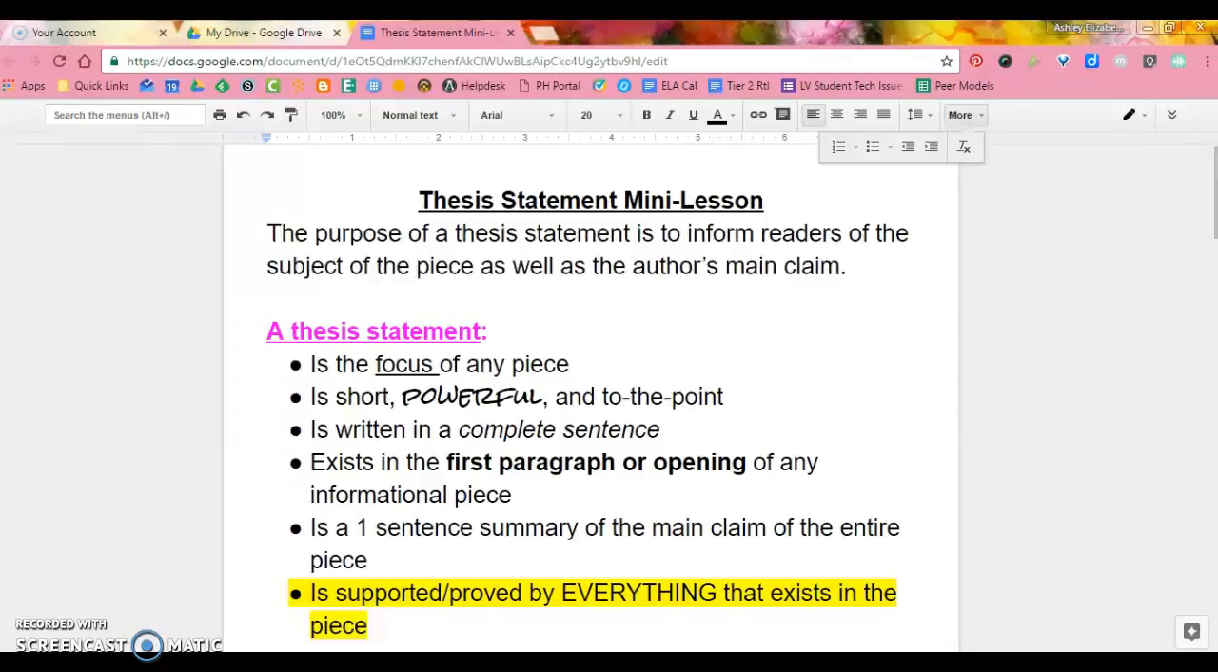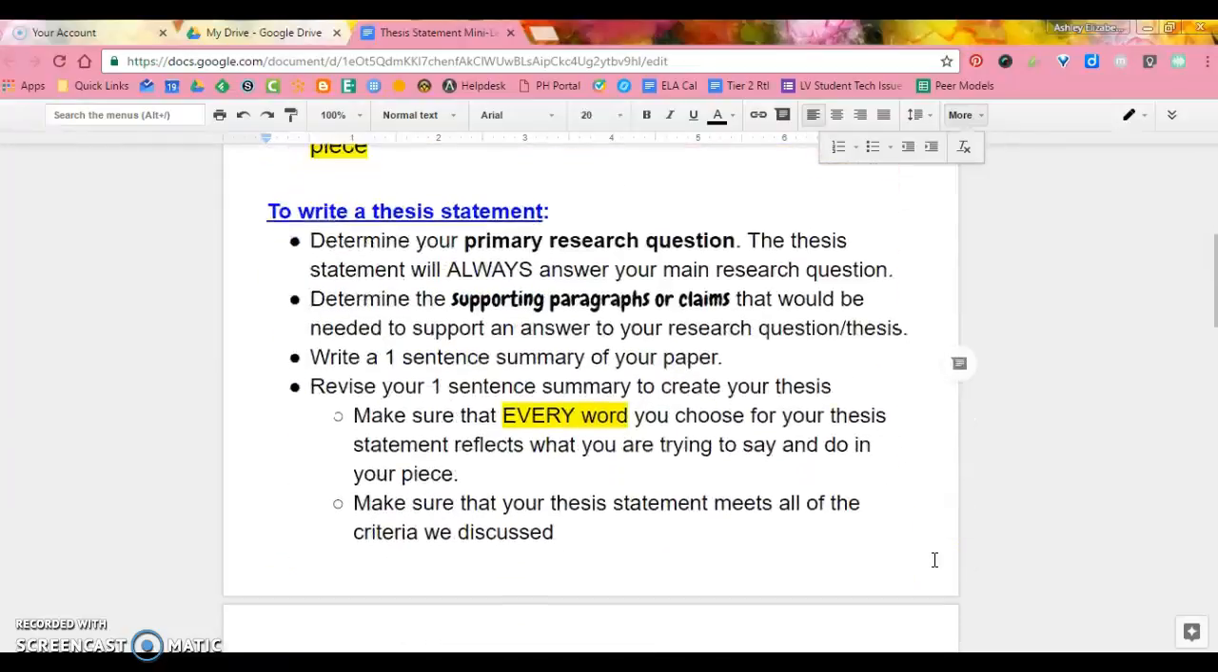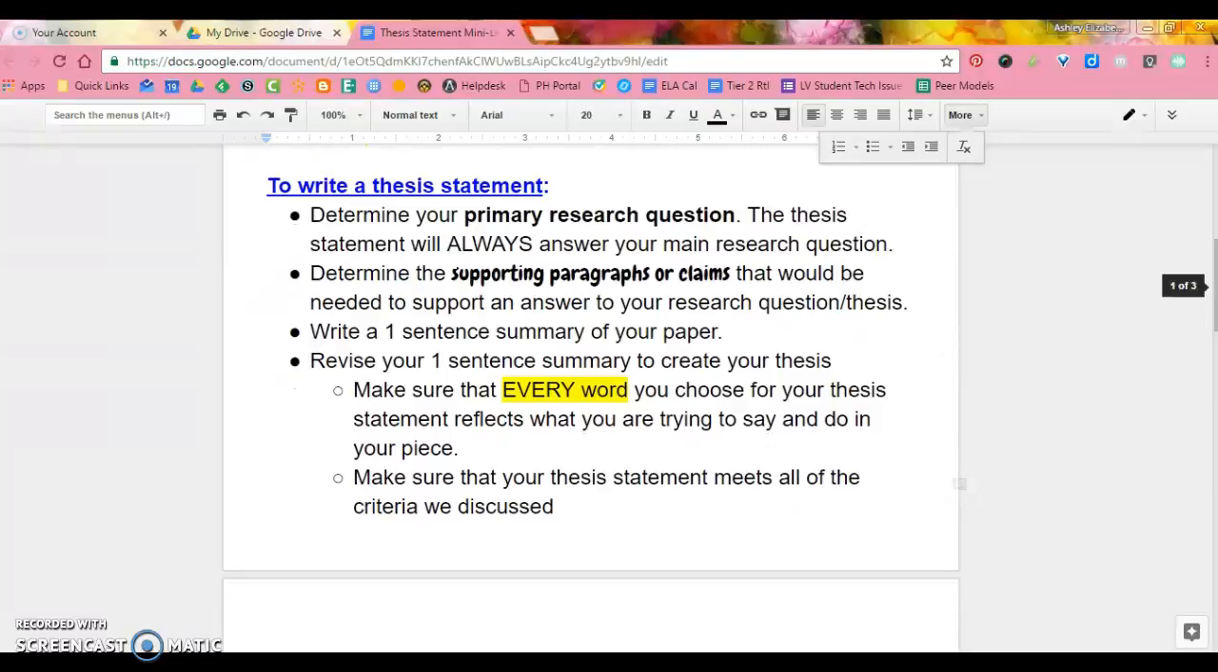And it is supported and proved by everything that exists in the piece. So when you choose your thesis statement, literally every single thing that you decide to include in your paper should tie back to that thesis statement. Because of that, we need to talk about how to write a thesis statement.